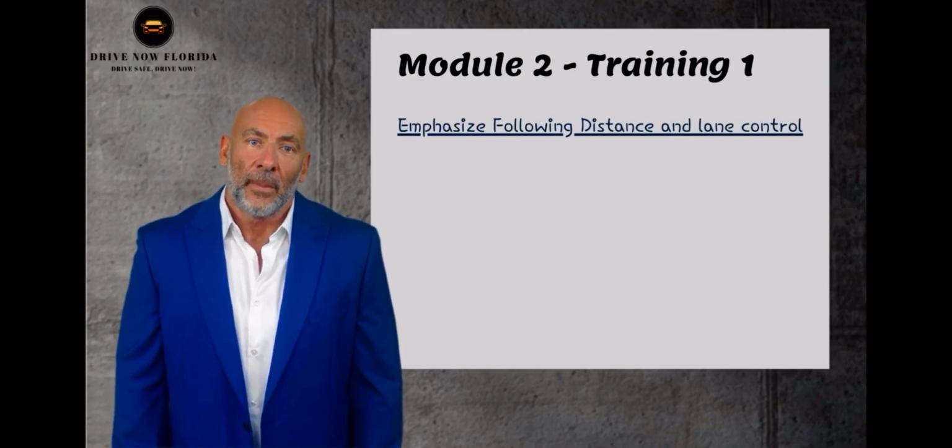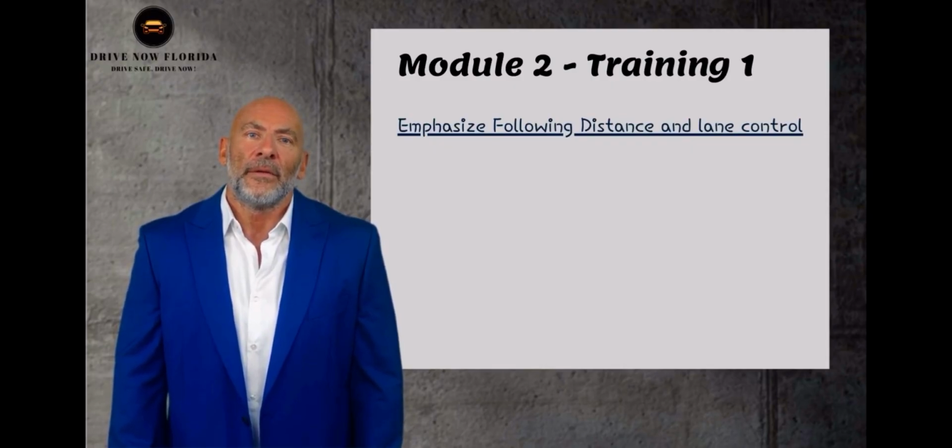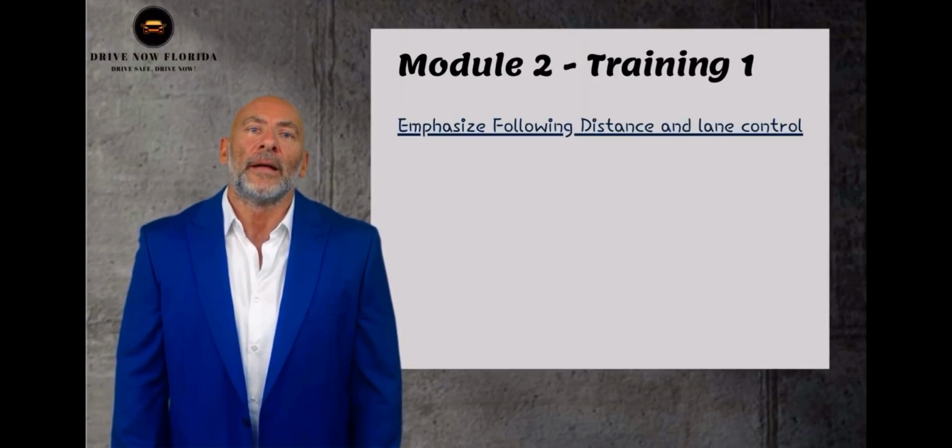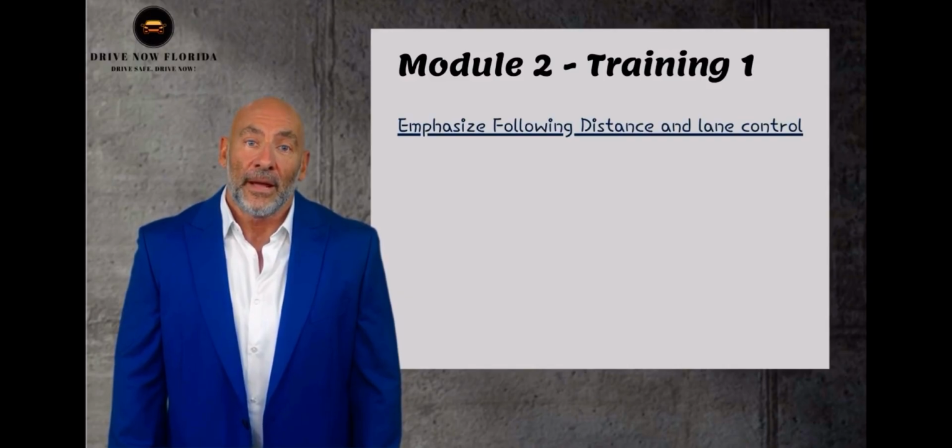Demonstration with fixed landmarks. Use fixed landmarks on the road to demonstrate how to calculate the 3-second following distance. Choose a point ahead where the vehicle in front passes and count 1,000, 2 1,000, 3 1,000. If your vehicle passes the landmark before you finish counting, you're following too closely. Practice in different scenarios. Take your students through various scenarios: city streets, suburban roads, and highways. Demonstrate how to adjust the 3-second rule based on different speeds.